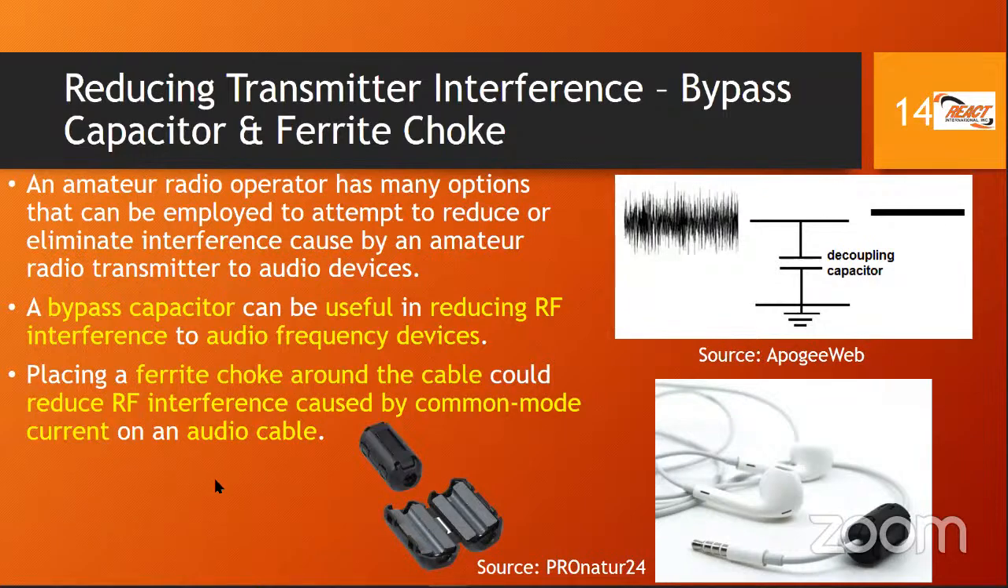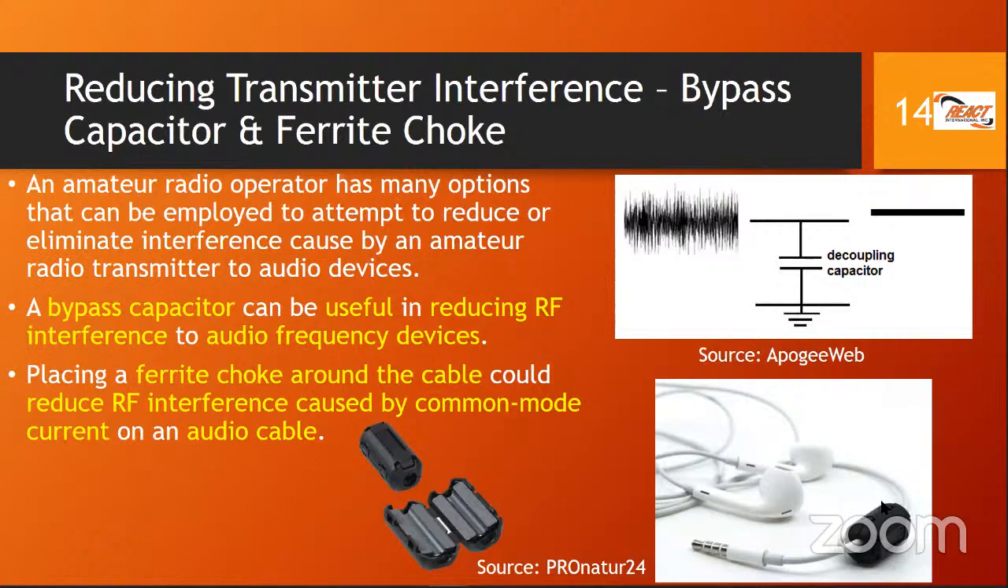We would have come across this in a previous session, ferrite chokes, when we were talking about toroidal cores and so on. We can use a ferrite choke around the cable to reduce the RF interference that is caused by common mode current on the audio cable. On the right hand side here, notice you have your little iPod, earbuds and so on, and you might be hearing that interference coming from an amateur radio transmitter. It could be someone in your household, it could be a neighbor nearby.